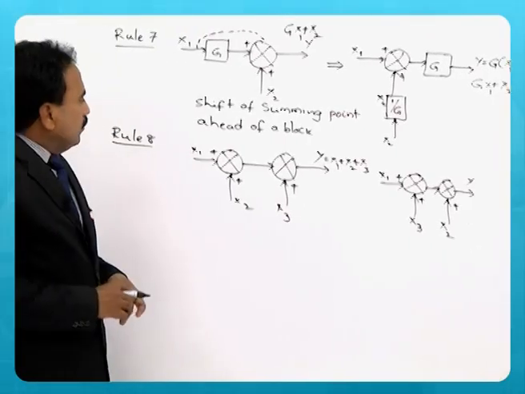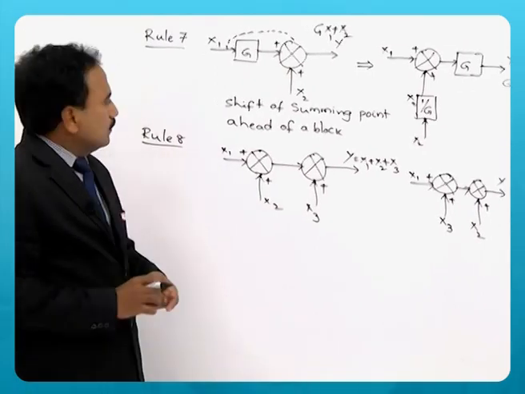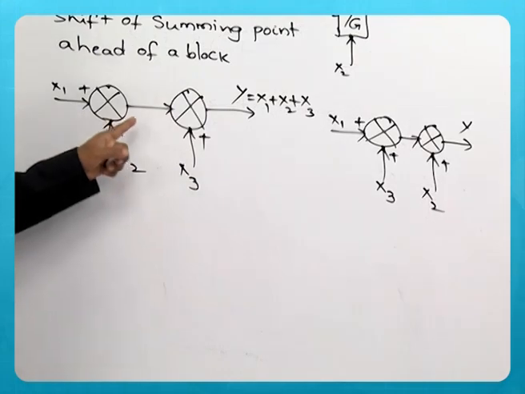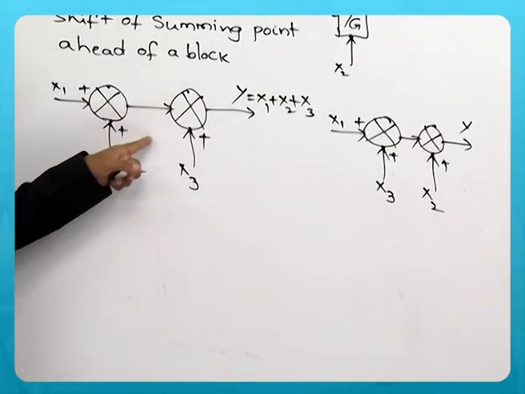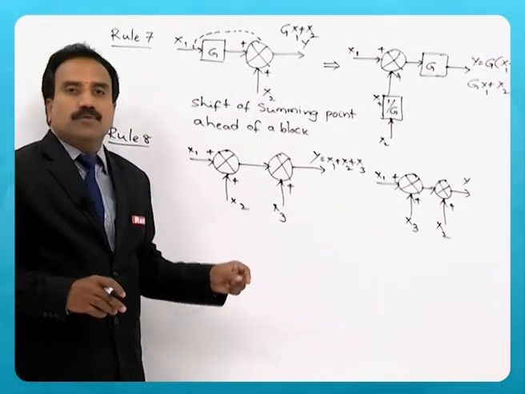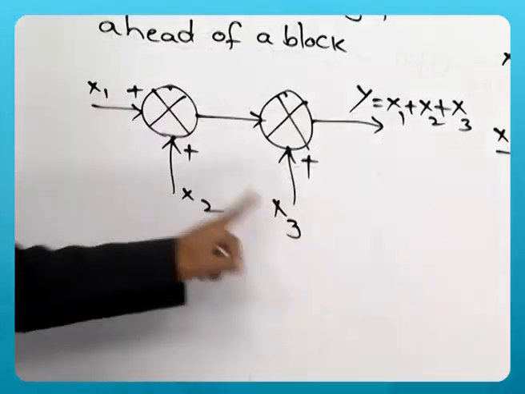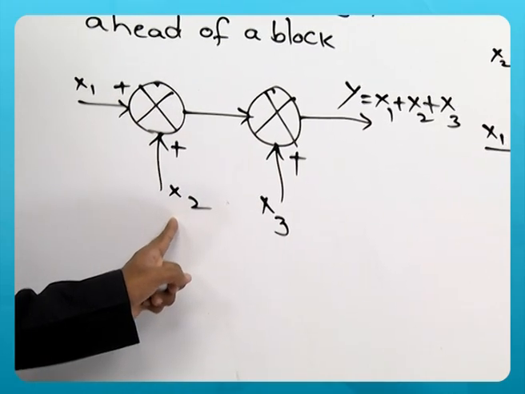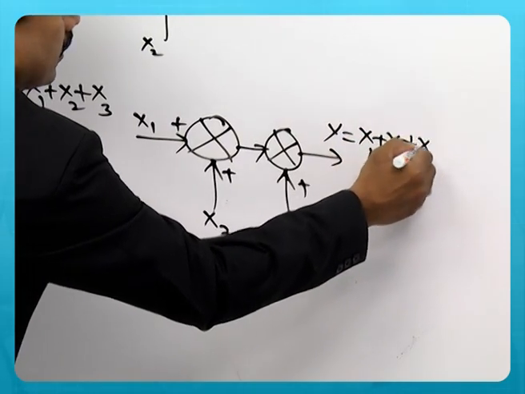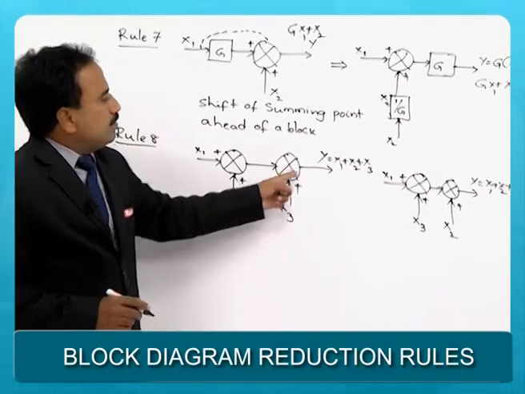Now, you can see what I have done. x2 and x3 positions are swapped. So, you can interchange the signals, because there is no block that exists between the two summing points. x2, you can see, has gone to the second summing point, and x3 has come to the first summing point, but still the output remains the same, y is equal to x1 plus x2 plus x3. It is the same in both cases.